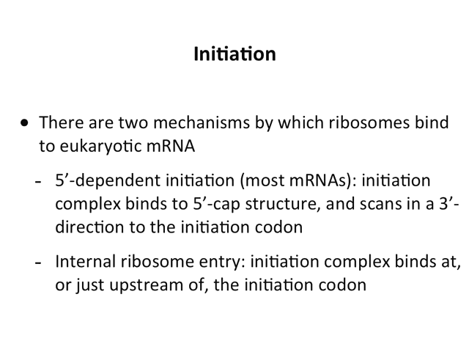There are two main ways that ribosomes bind to eukaryotic mRNA. There's the one called 5' dependent initiation, which happens probably on most mRNAs in cells. The initiation complex binds to the cap and moves down to the initiation codon, which can be an AUG, but it can be other codons as well.